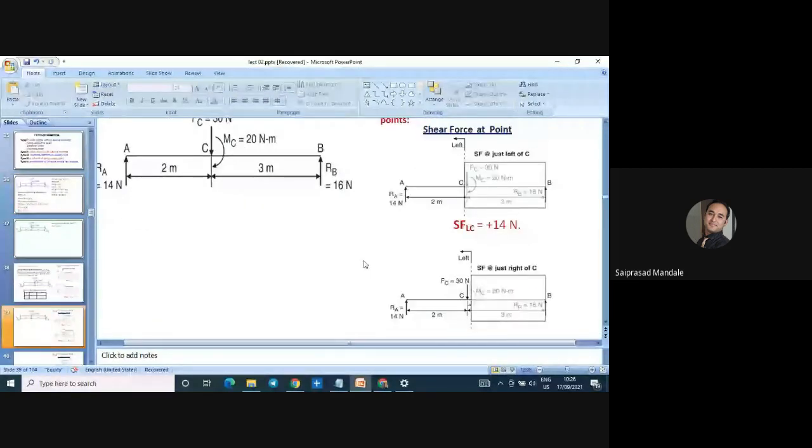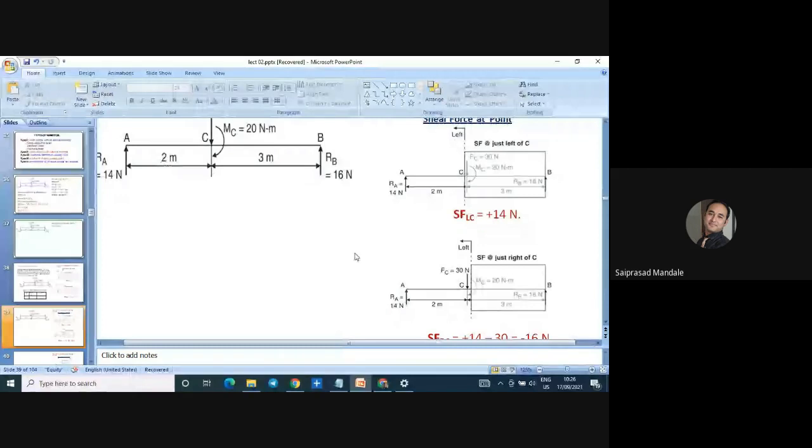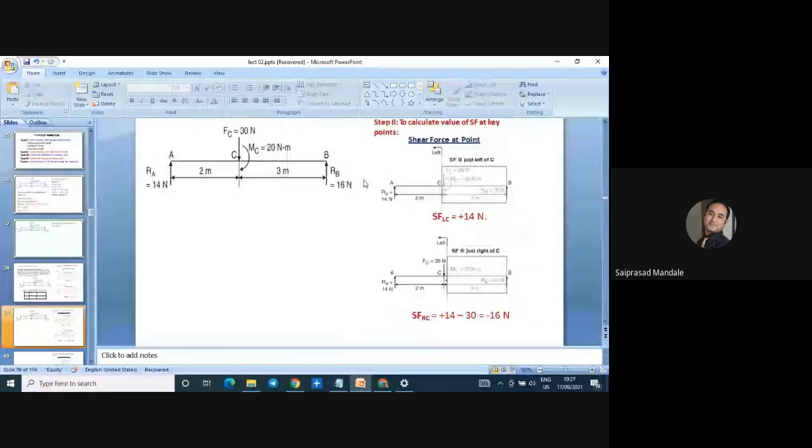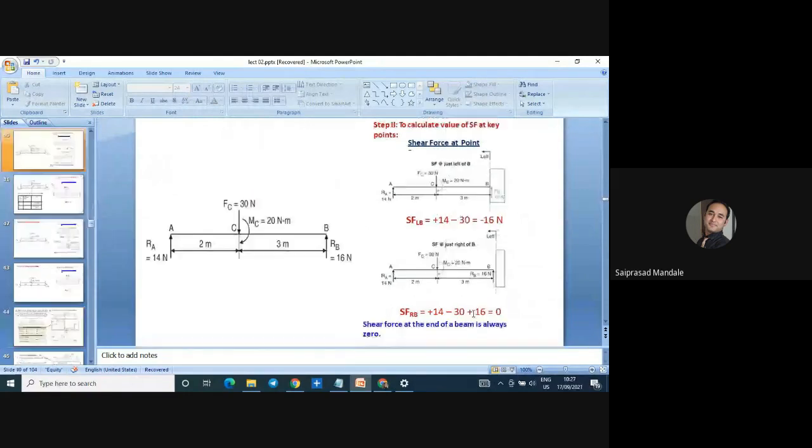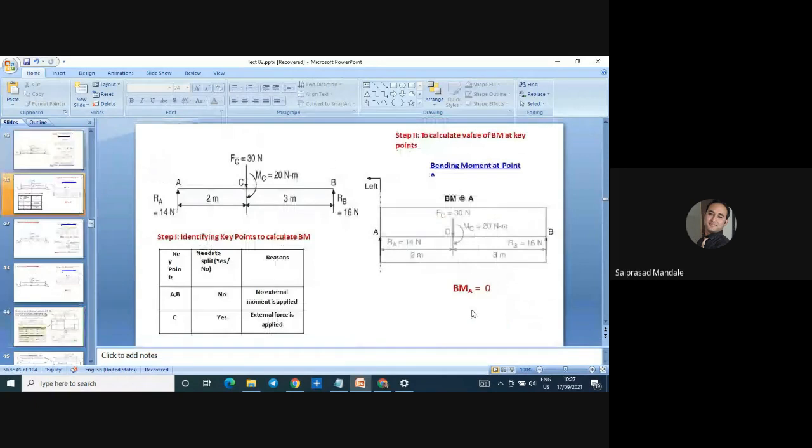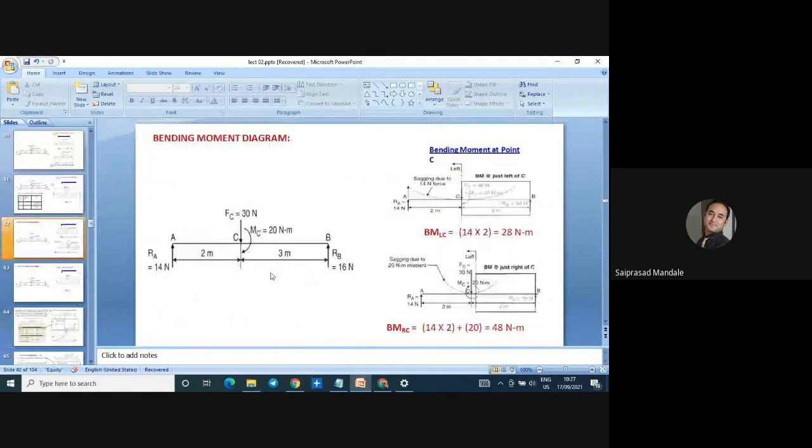Then where are we? Okay, is this clear to everybody? Is this slide clear to everybody? Have you got my point? This is the slide. You have got my point.